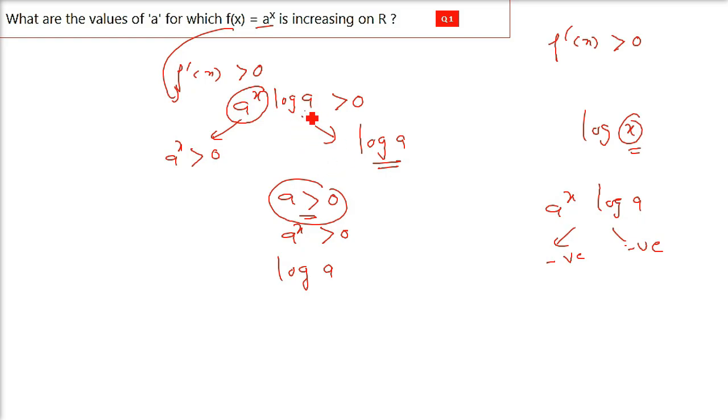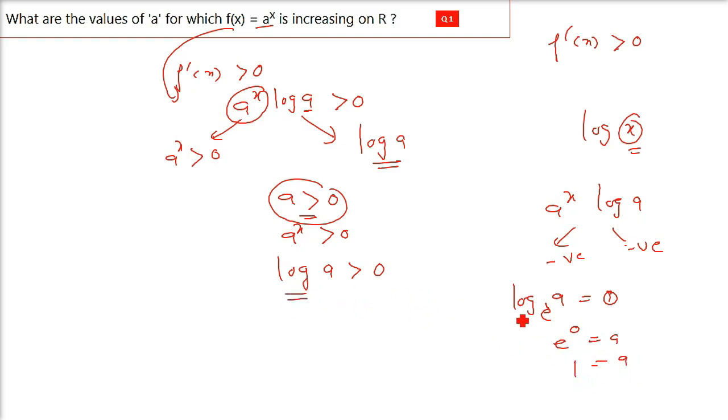Alright. Now, when we have a greater than 0, log a will be greater than 0. I am just saying, let us not make it greater than 0, let it be equal to 0. Log a equals 0. That just means e raised 0 equals a. So this is 1. A is equal to 1.